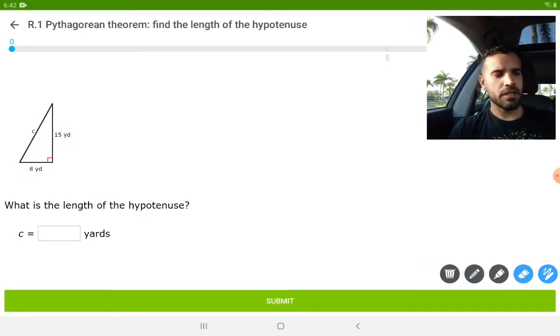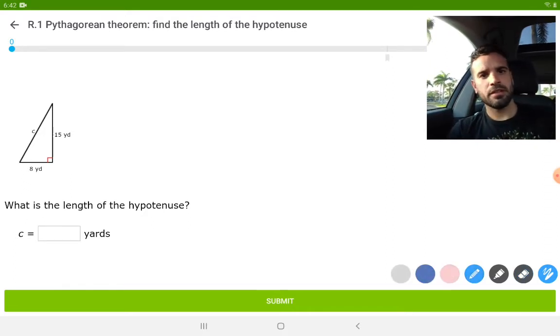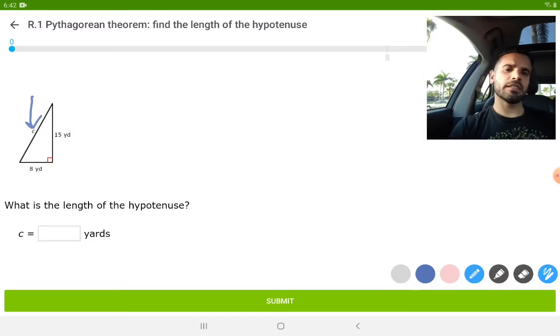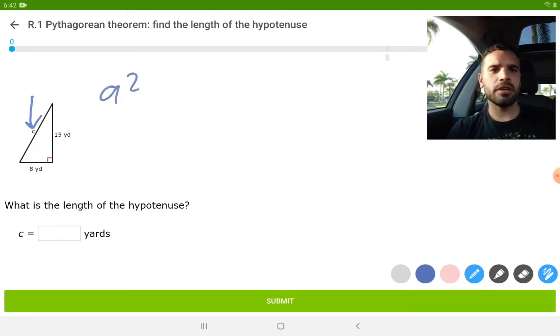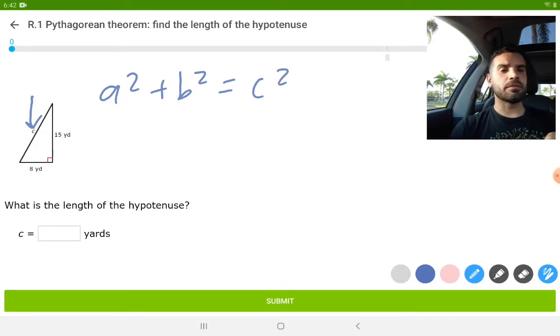All right? So now that we know that this one right here, where the c is, the variable, is the hypotenuse, we're going to go ahead and plug that into our Pythagorean theorem formula. And that formula is a squared plus b squared equals c squared. Now a and b, we substitute those with the leg lengths. And the legs, remember, are the two shorter sides. And c is where the hypotenuse length goes.